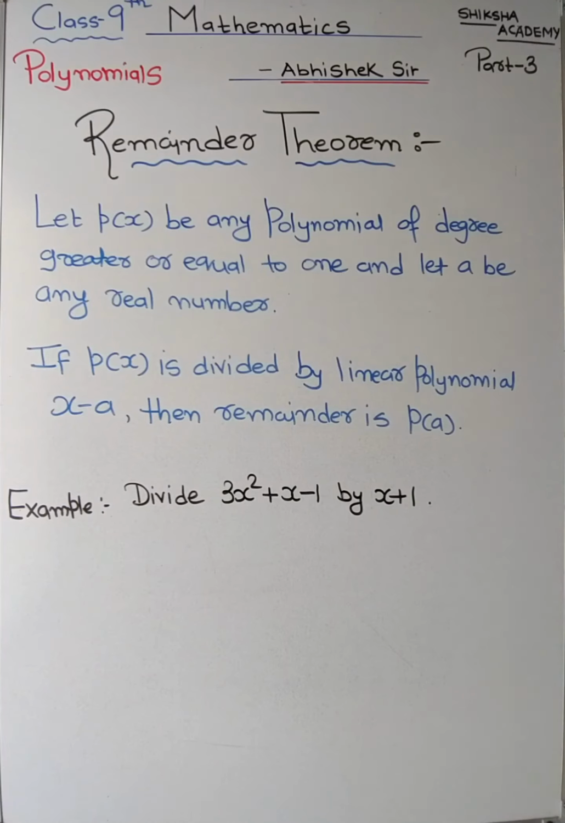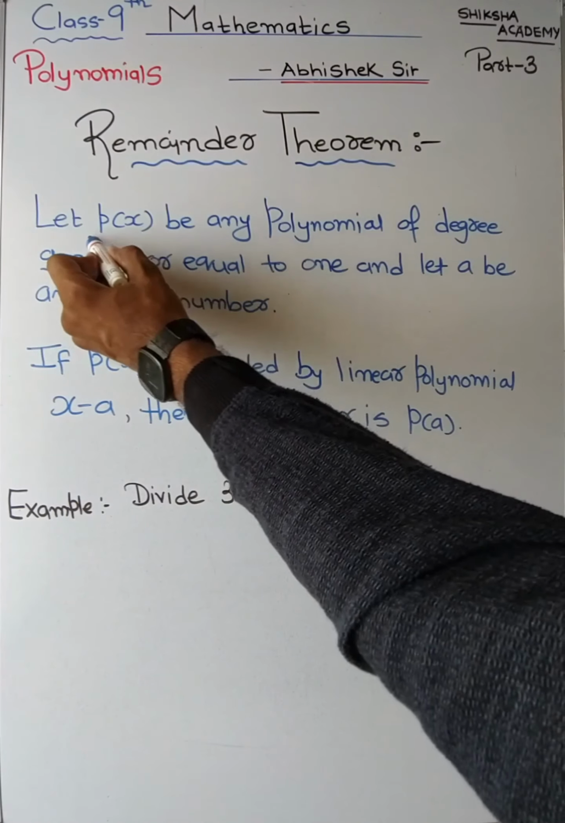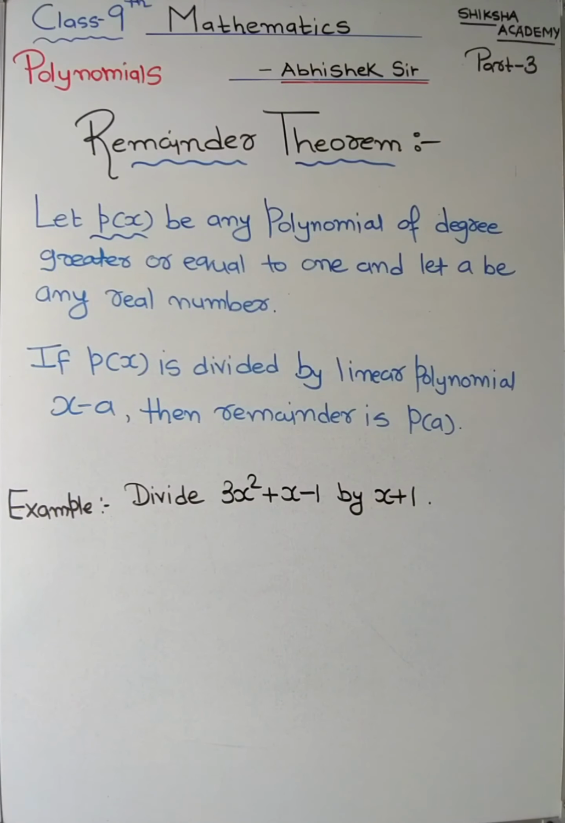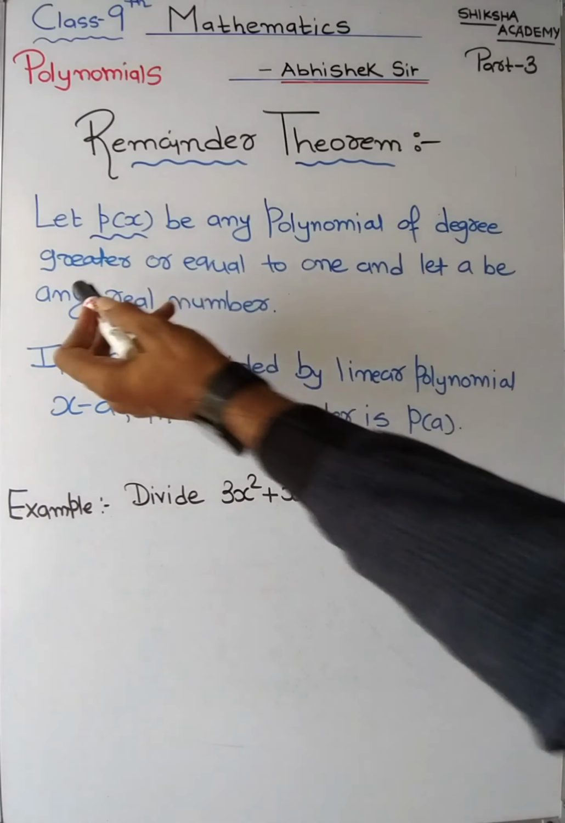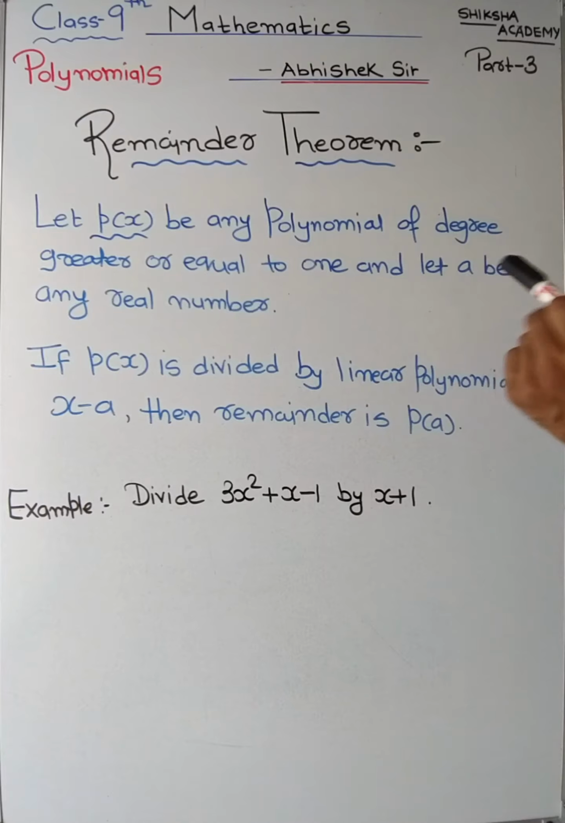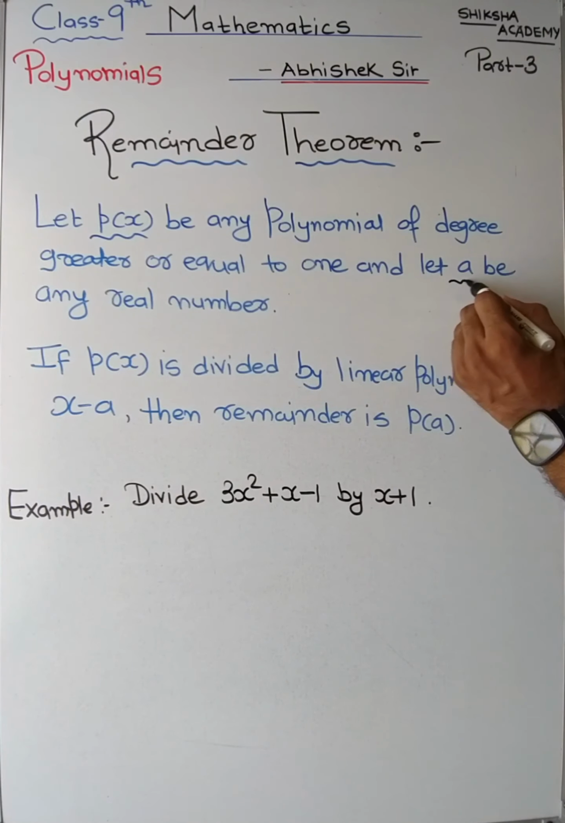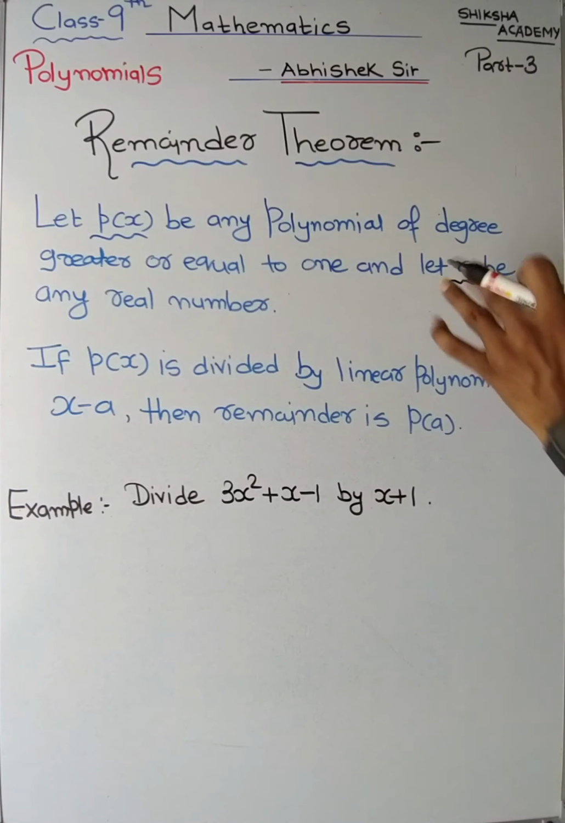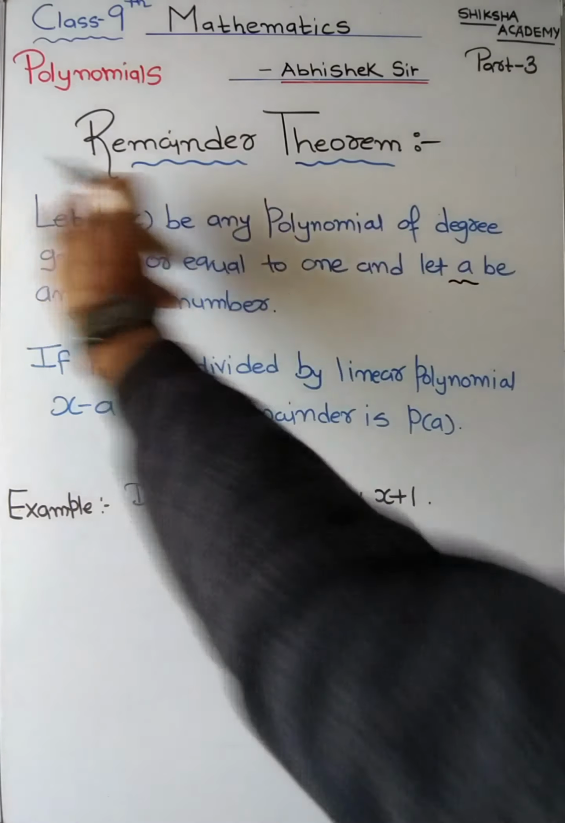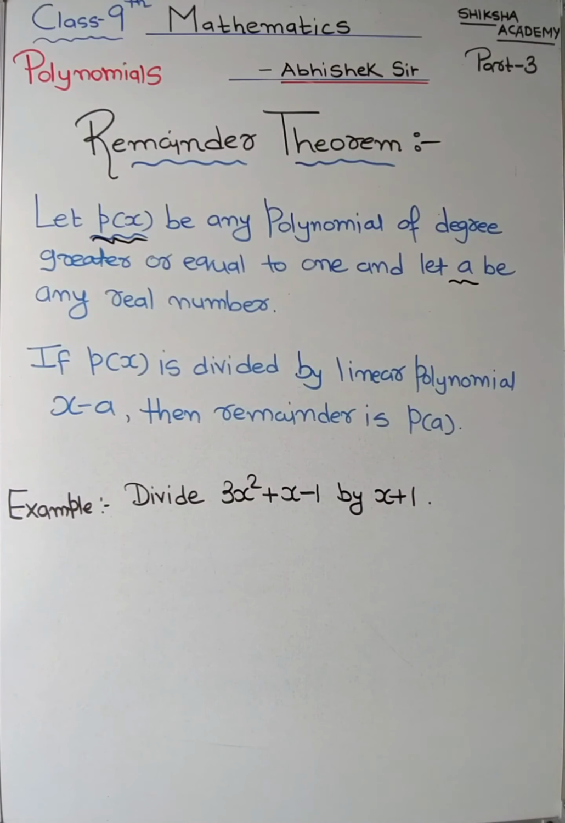Now let us start with the statement of remainder theorem, in which first of all they have clarified a few things. Let p of x be any polynomial of degree greater than or equal to 1, and let a be any real number. So these are a few clarifications and assumptions that p of x is a polynomial and a is any real number.